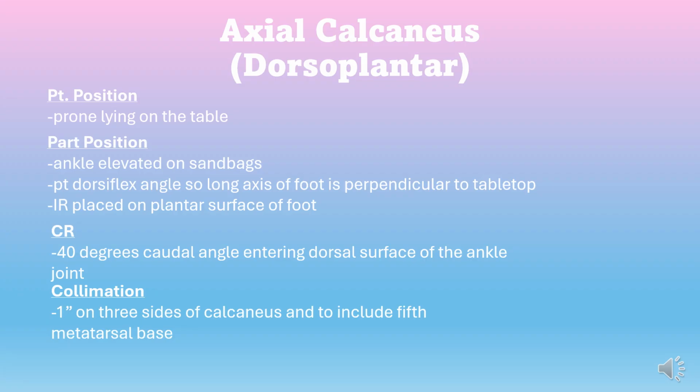The axial calcaneus, the dorsoplantar projection, has the patient lying prone on the table. The ankle is going to be elevated and dorsiflexed, so the long axis of the foot is perpendicular to the tabletop, and the IR is going to be placed on the plantar surface of the foot. The central ray is the same, except it's going to be a caudal angle entering the dorsal surface of the ankle, and the collimation is the same.